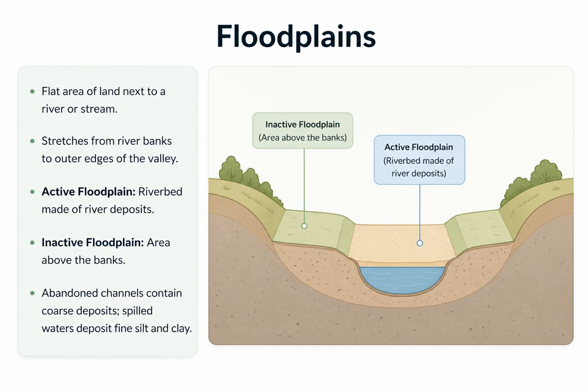Further downstream, the river builds its floodplain. This is the generally flat area stretching from the river's banks to the edges of the valley walls. The active floodplain is the riverbed itself, constantly being reworked. The inactive floodplain is the area above the normal banks that only gets covered during floods. When floodwaters spill over the banks, they lose speed and gently deposit fine silt and clay, creating incredibly fertile soils.